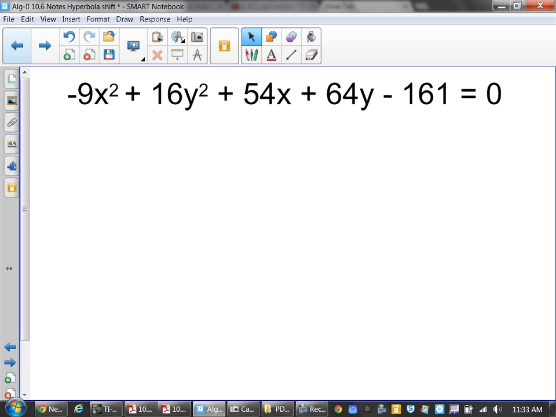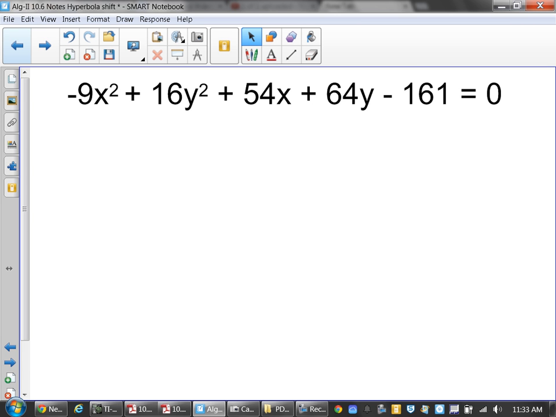When you're working with hyperbolas and you're completing the square, there's a couple of things you gotta pay very, very close attention to. Now, we have negative 9x squared plus 16y squared plus 54x plus 64y minus 161. We know we're going to have to complete the square here.